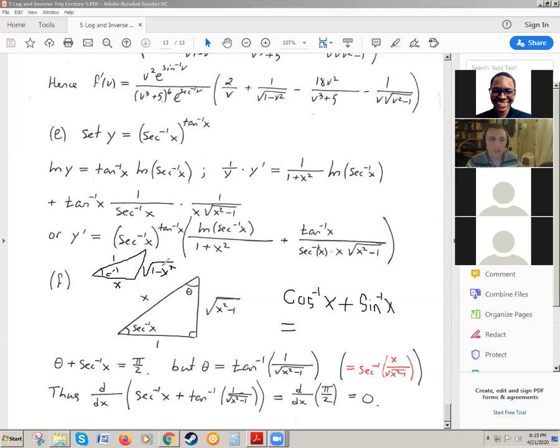So I look at it: cosine inverse of x, and I can also get sine inverse of x, because x over 1. You can see that the sum of those two angles is pi over 2. So cosine inverse of x plus sine inverse of x happens to be pi over 2. Okay?